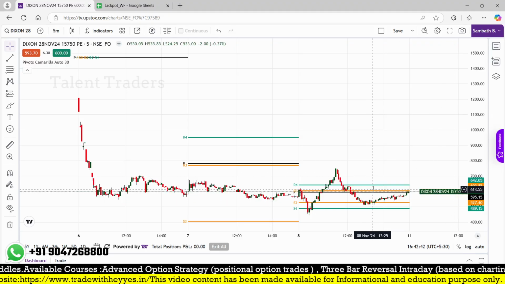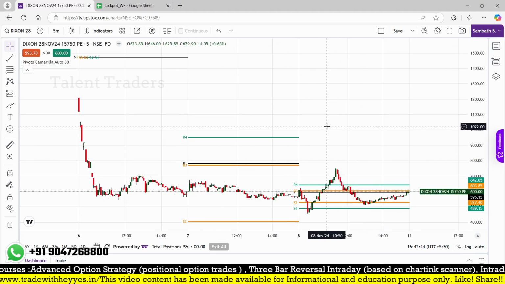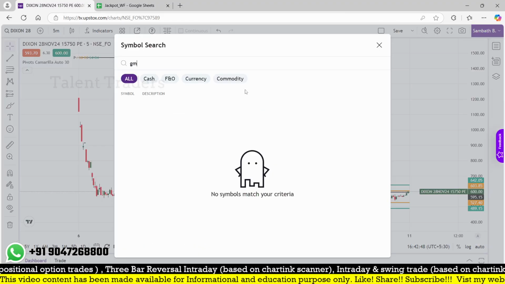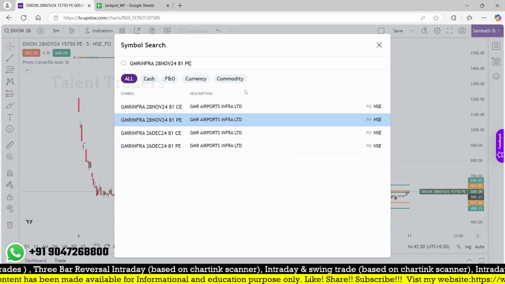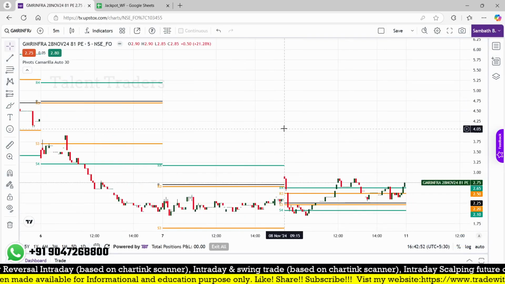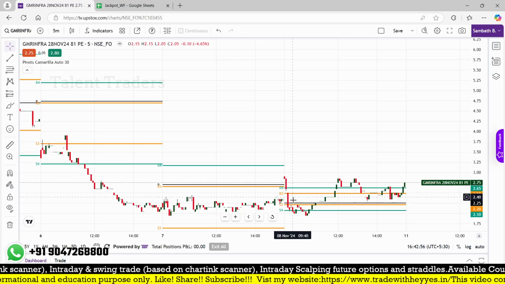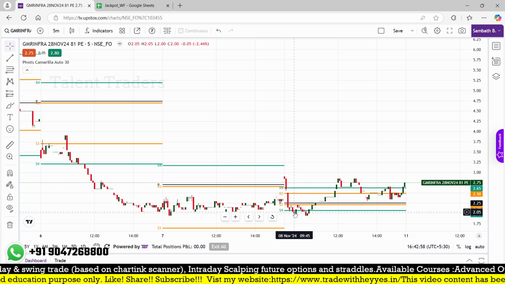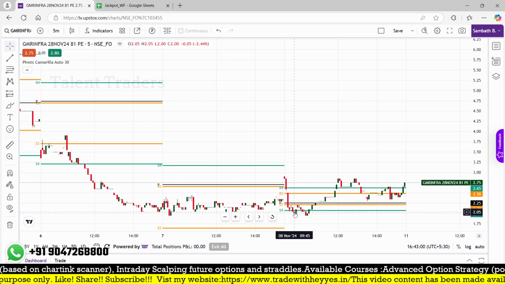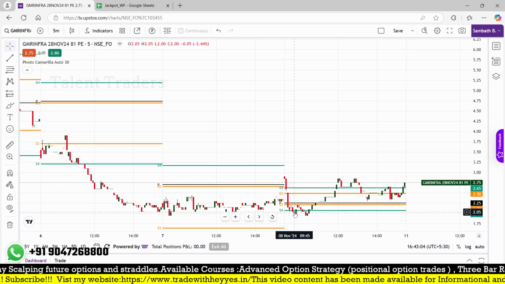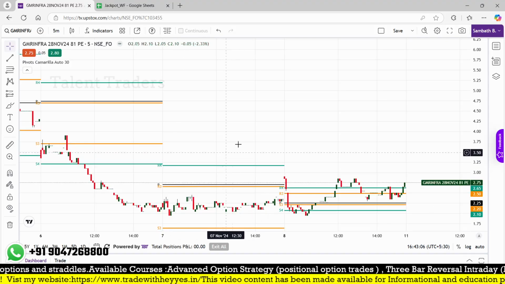Why is positional good? Let me show you some of the stocks. Okay, this is one, GMR Infra 81. What is happening? 81, in put option only. So this put option triggered the first time it opened near the R4 level, it is not valid, and also it broke the S4, so the stock is not valid because it broke the R4 as well as S4. So simply ignore this particular stock.